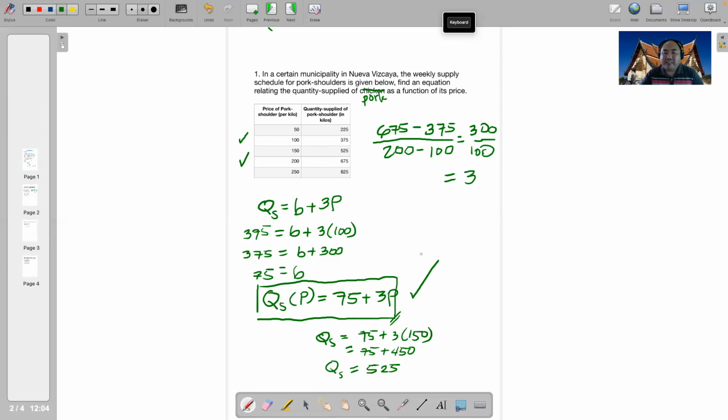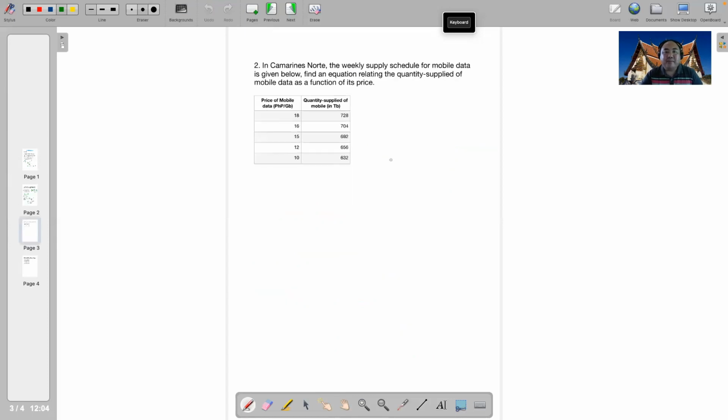Okay, let's move on to the next example. In Camarines Norte, the weekly supply schedule for mobile data is given below. Find an equation relating the quantity supplied of mobile data as a function of its price. This is repetitive actually. Again, we choose two different price levels. Let's choose 15 and 10 because I feel they are convenient. Of course, you're free to choose any other combinations of price and quantities.